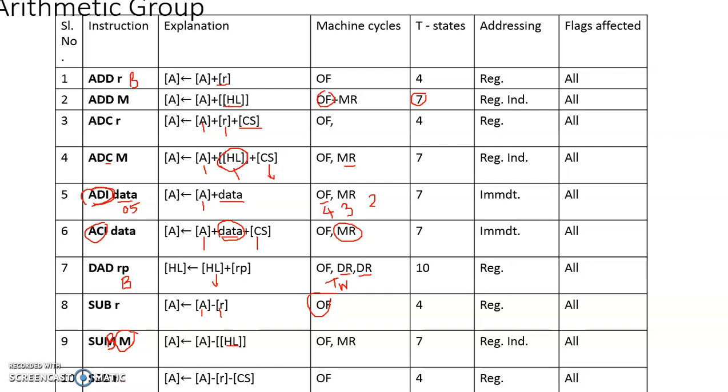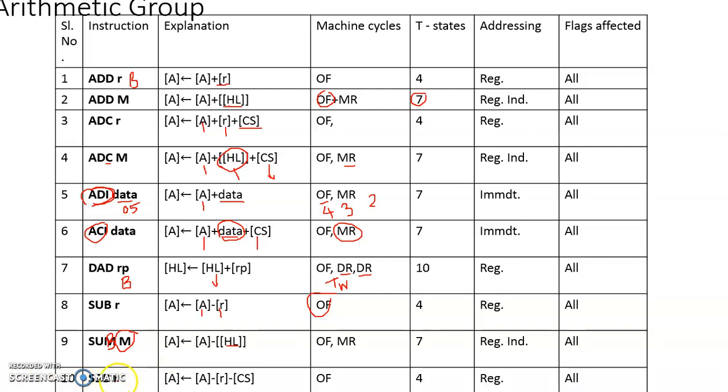Whereas in subtraction, instead of a carry going to the next higher state, we'll often have to take a borrow from the next higher place value. So in subtraction, the content of the carry status is often referred to as borrow.